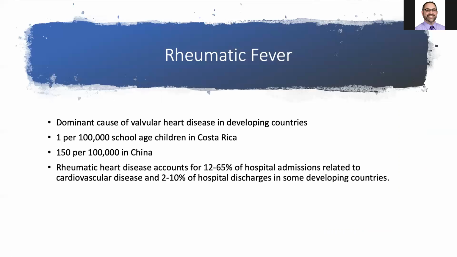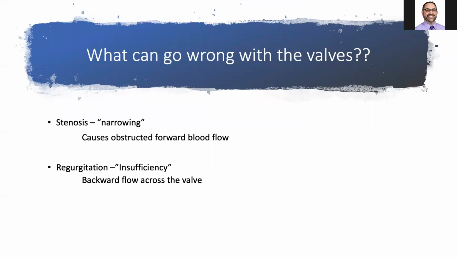So rheumatic fever, again, is 1 per 100,000 school-age children in Costa Rica, more in China, not really here in the US, because we do have aggressive treatment of infections here.